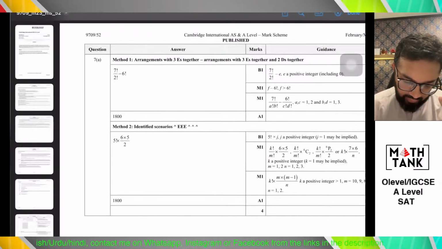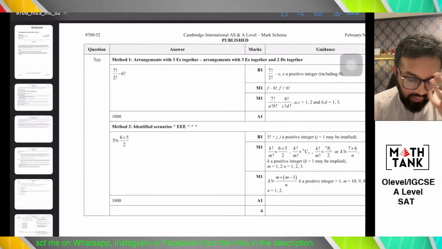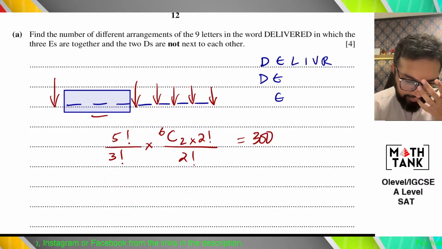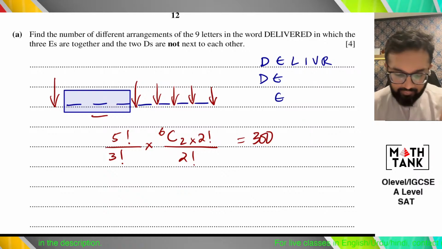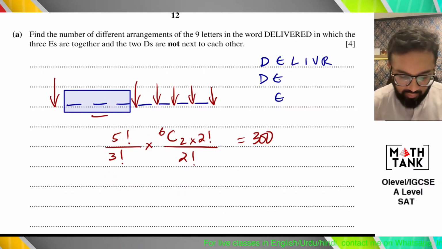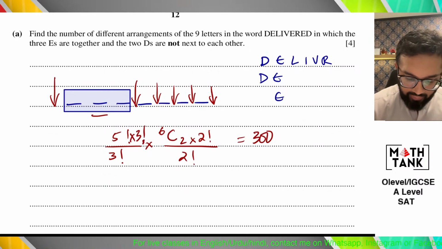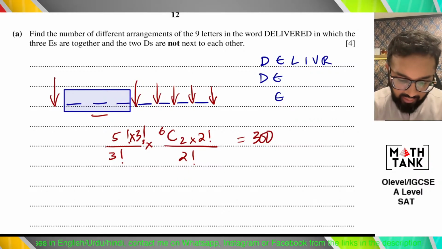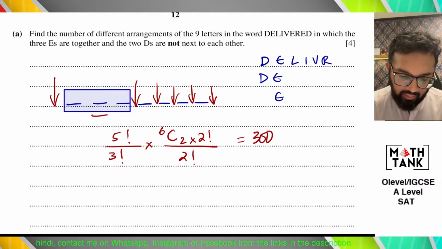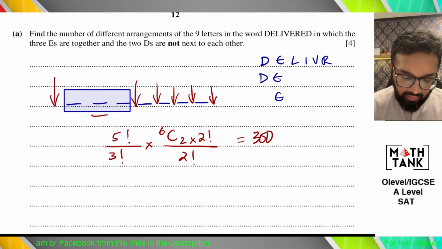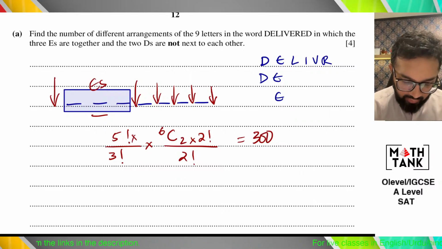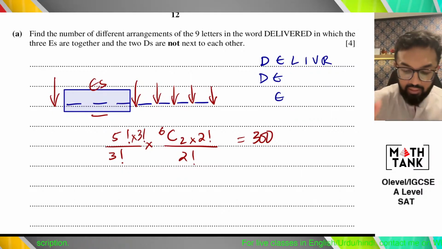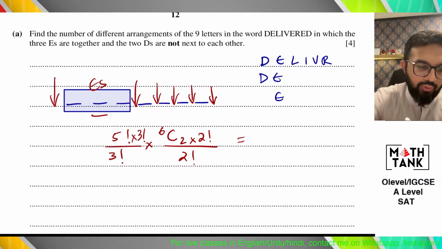The correct answer is 1800. Have I missed something? Oh, I didn't do the box. Oh, wait, I've done something else. Okay, I've missed out on the fact that the E's are in the box, so that's 3 factorial, so that should be divided. Okay, let's do this again.